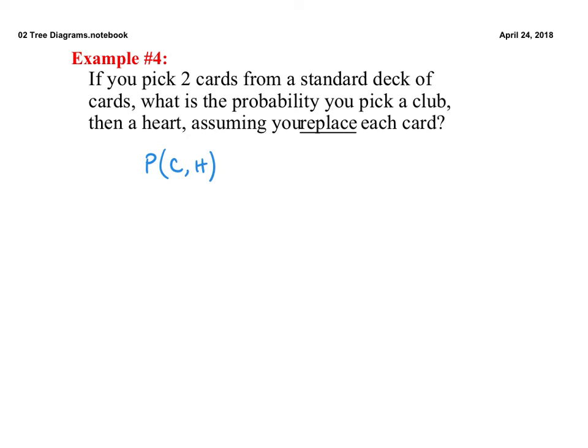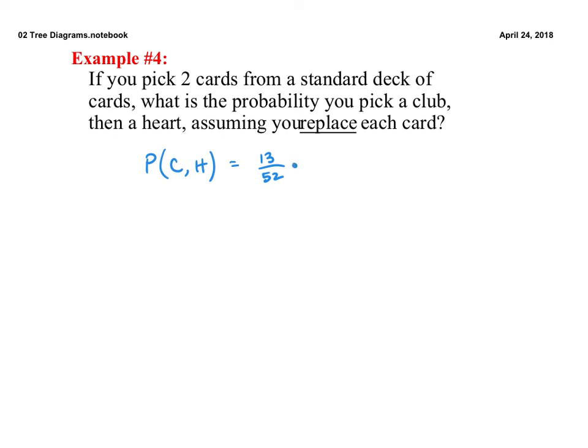Now this time I'm not going to make a tree diagram. We're just going to think through this. So we think through a deck of cards. There are 4 different suits. In every suit you have 13 cards. So there are 13 clubs out of the total 52. And you could think about the fact that there are 4 different suits, so you could think of this as just 1/4, which is what that fraction would simplify to.